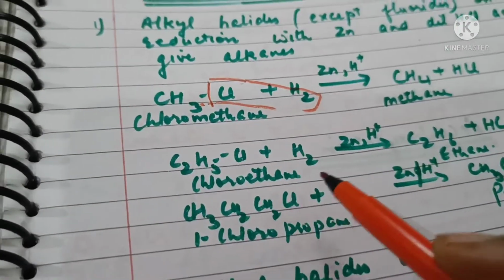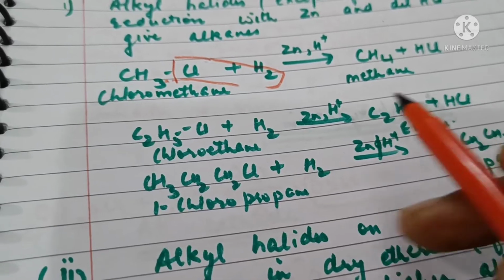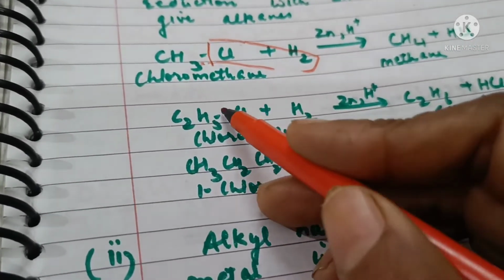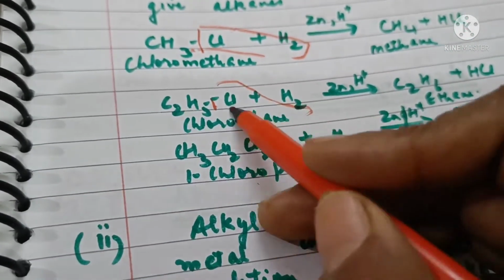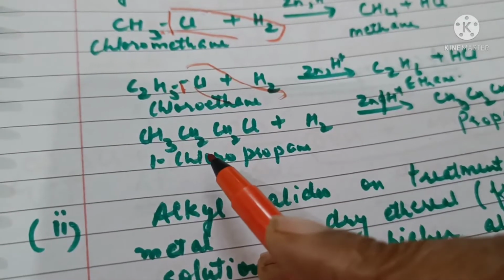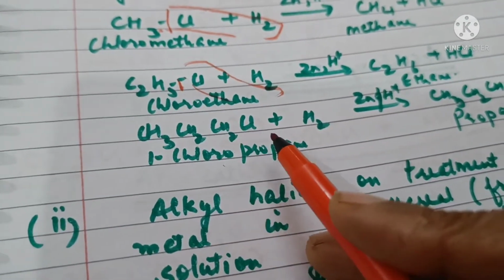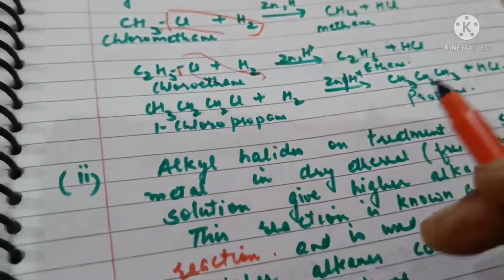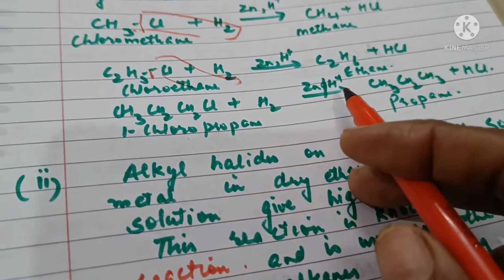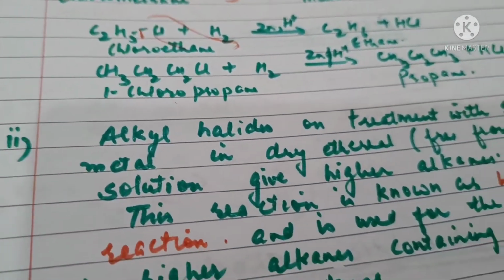Similarly, chloroethane will form ethane plus HCl. Again, Cl combines with H to form HCl. Similarly, 1-chloropropane will form propane on reaction with zinc, acid and hydrogen.